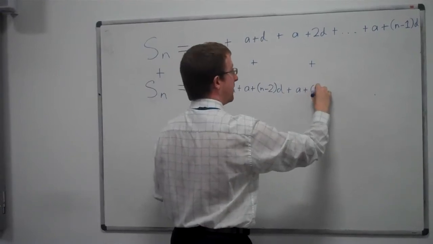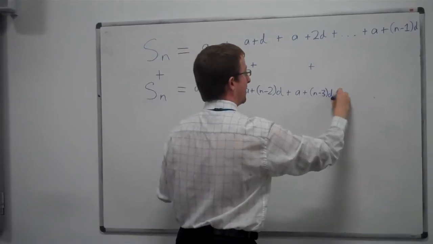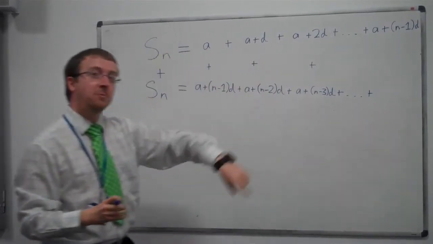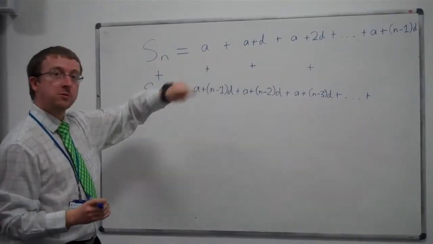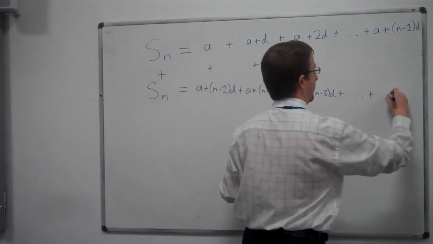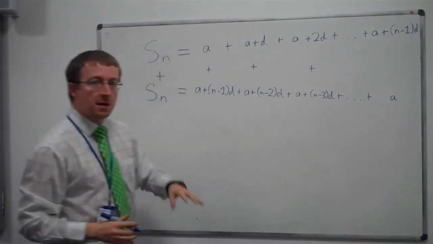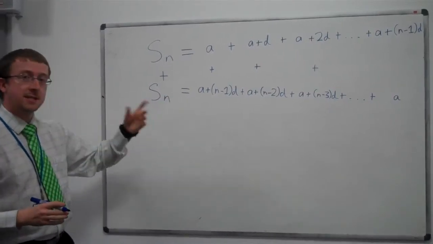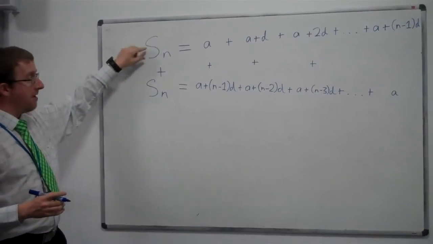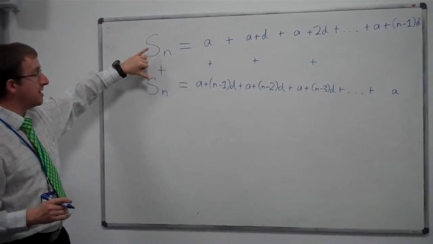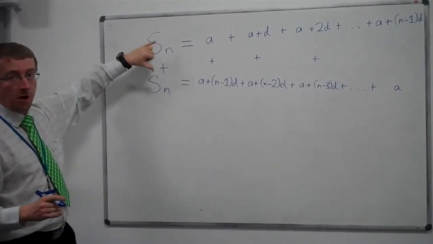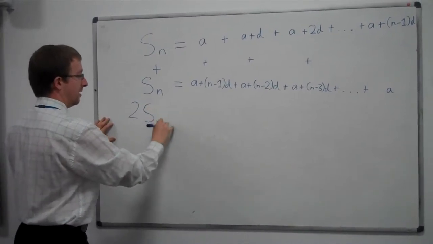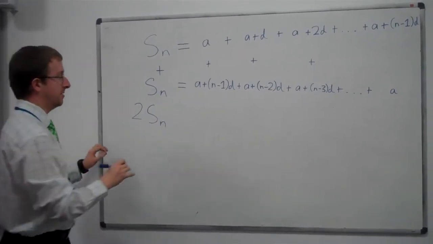A plus n minus 3D. Right back to the beginning of the sequence, which would of course be A again. So just write all this out in this very general way, using A's and D's and N's. Now, if I added these two bits of information together, I'd have two lots of this sum. So I would have 2Sn.